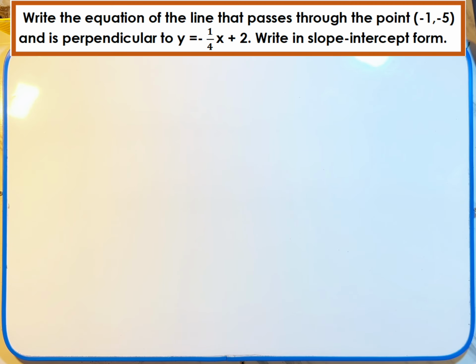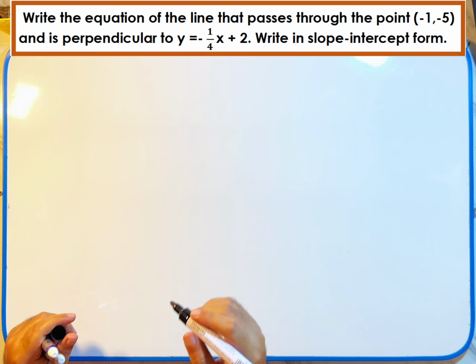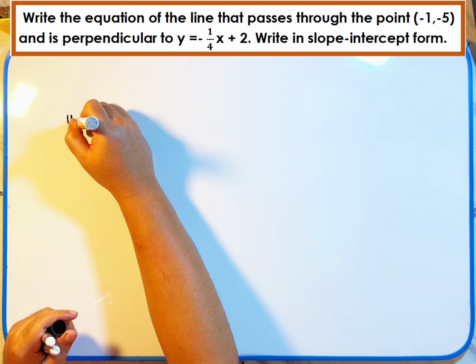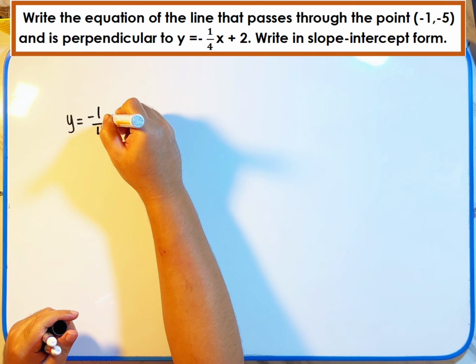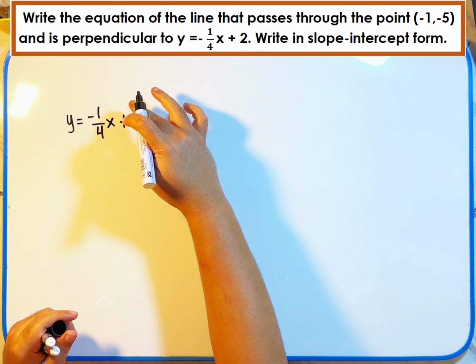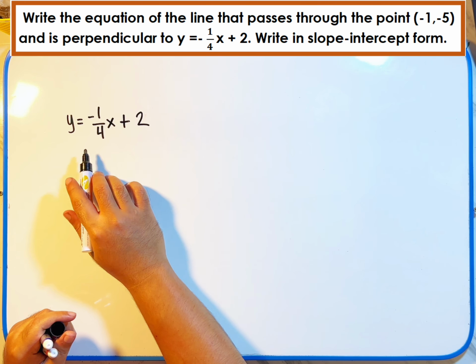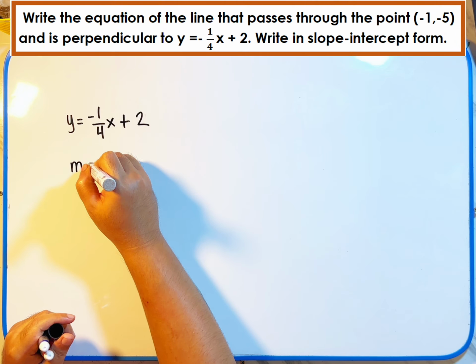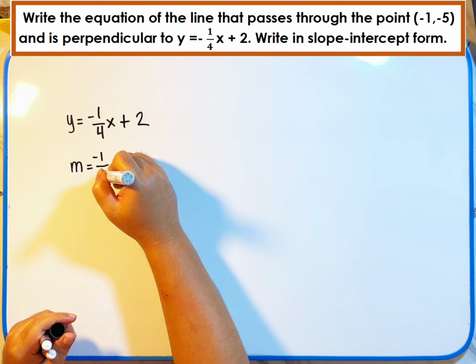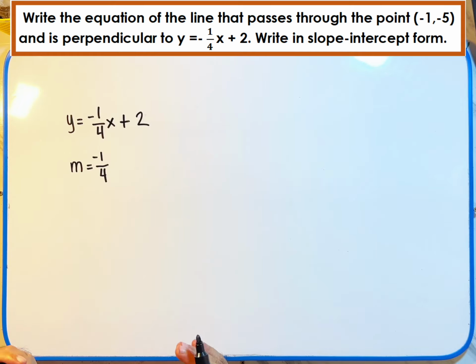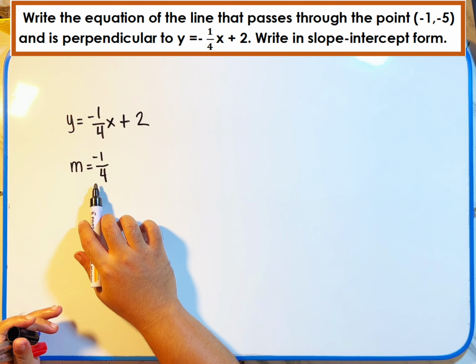Next problem. Write the equation of the line that passes through the point (-1, -5) and is perpendicular to the line y equals negative 1/4 x plus 2. Let me copy first the given line: y equals negative 1/4 x plus 2. In slope-intercept form, this is the slope. Okay, you already know that. m is negative 1/4. However, our required line is said to be perpendicular to this.